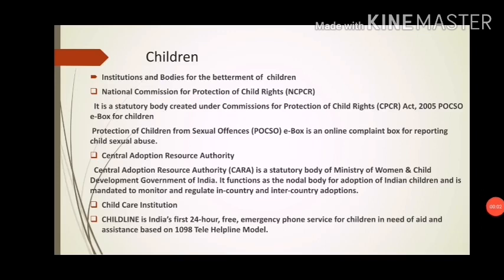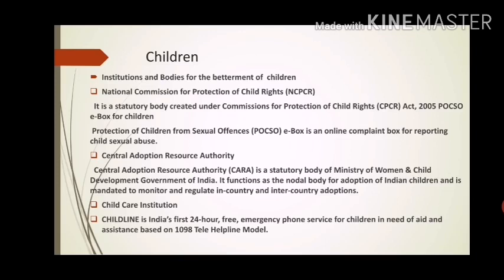Again, various institutions and bodies are there for the betterment of children. First is the National Commission for the Protection of Child Rights. This is a statutory body created under the Commissions for Protection of Child Rights (CPCR) Act 2005. Then the POCSO e-Box, which is an online complaint box for reporting child sexual abuse.